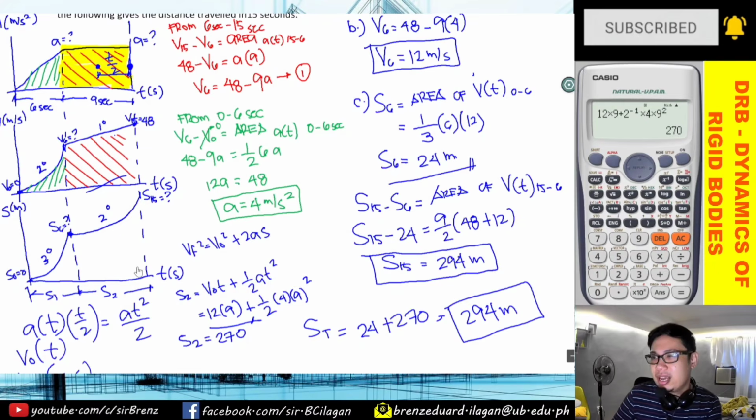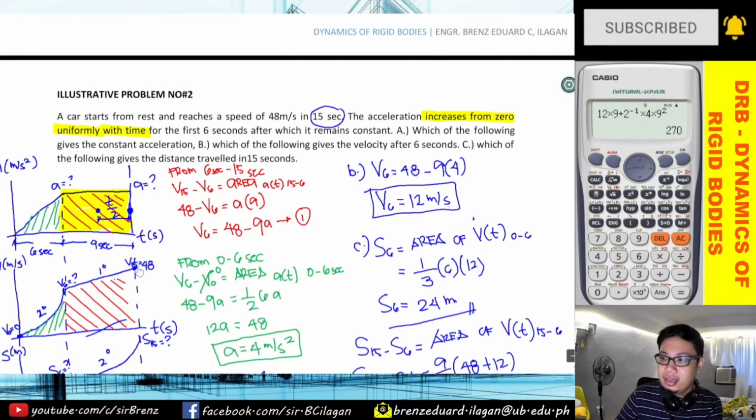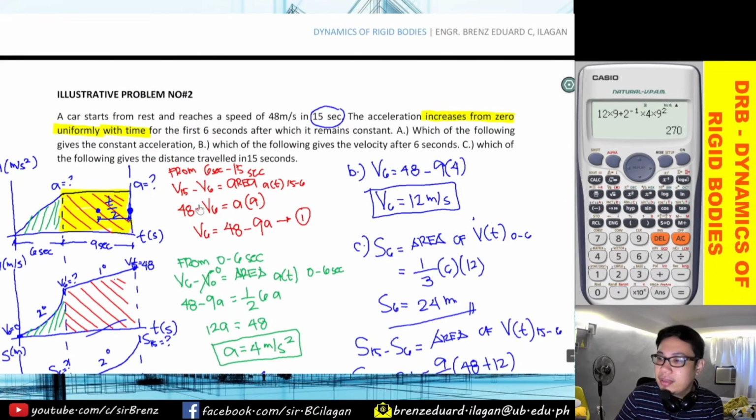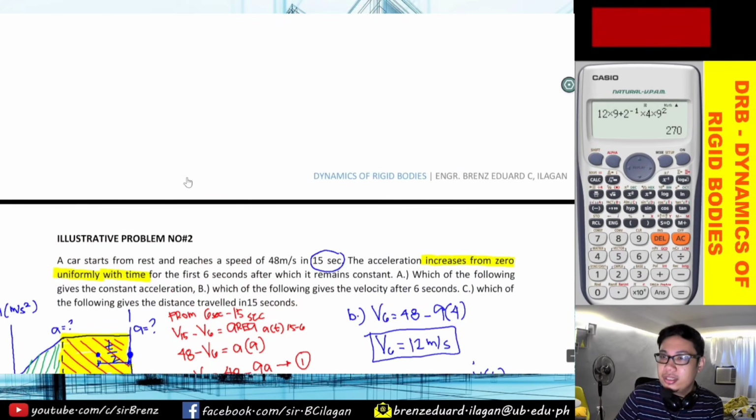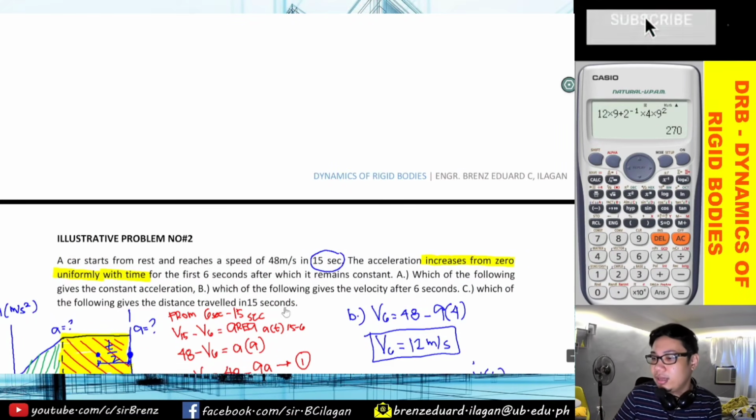Pero for this type of problem, kapag pabago-bago yung acceleration, I think the best approach here is to solve it using motion curves. Okay? So, yun lang. Thank you.